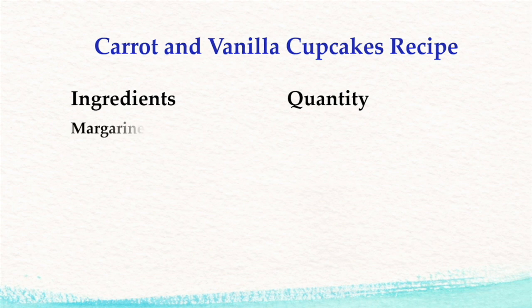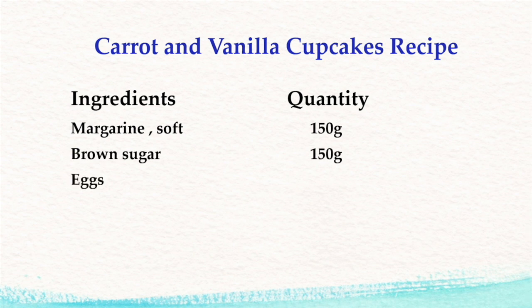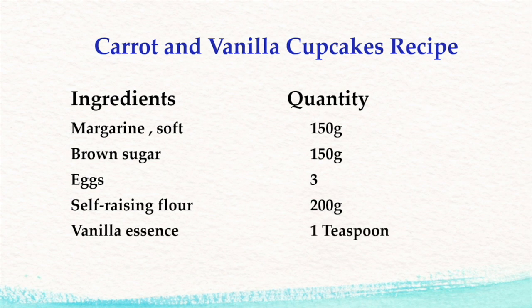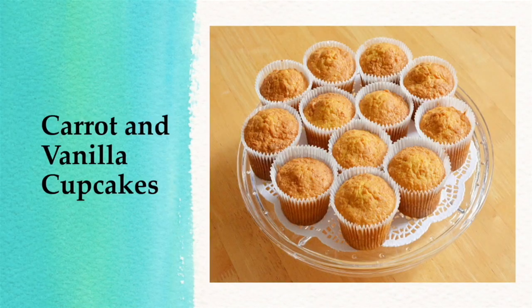The modified recipe will now consist of the following ingredients: 150 grams of soft margarine, 150 grams of brown sugar, 3 eggs, 200 grams of self-raising flour, 1 teaspoon of vanilla essence, and 150 grams of grated carrot. So here are the delicious carrot and vanilla cupcakes.